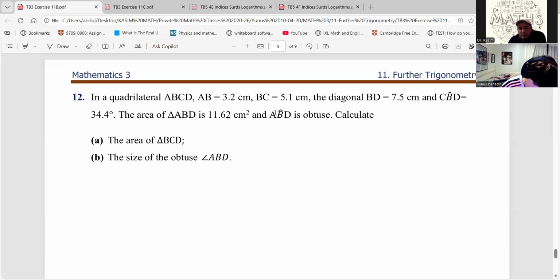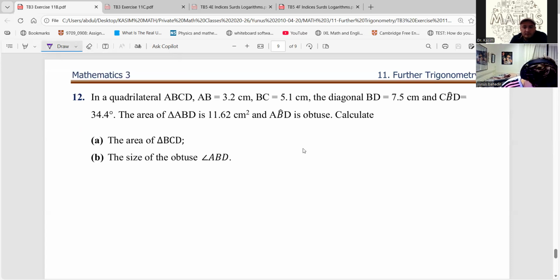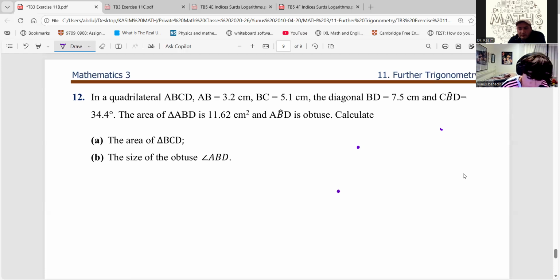So this one is B. Did you draw it, Yunus? Yeah, I'm trying to adjust it though. So this one is B, and let's say this one is A. This one is C, maybe this one is D.